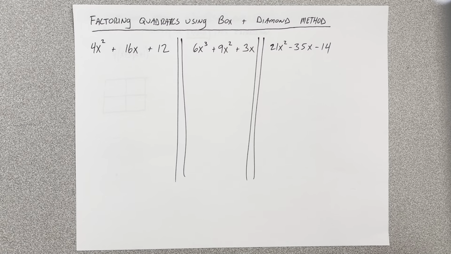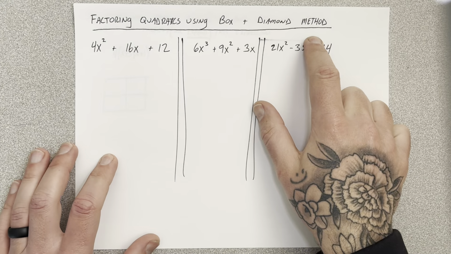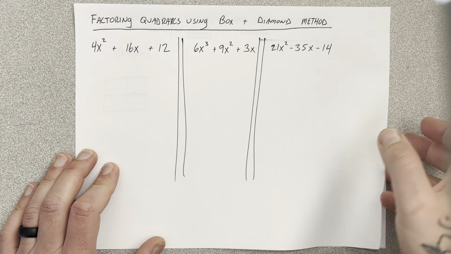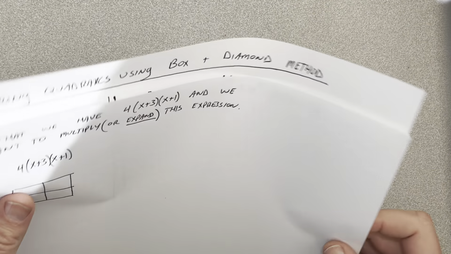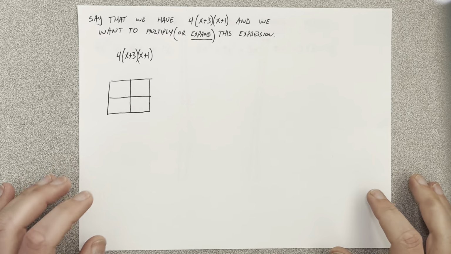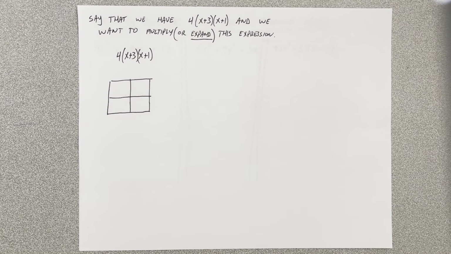What's up, sports fans? In this video, we're going to factor quadratics using the box and diamond method. We're going to knock out all three of these, but first I need to connect this to a concept that we've already spent some time with. So let's review multiplying polynomials real quick.